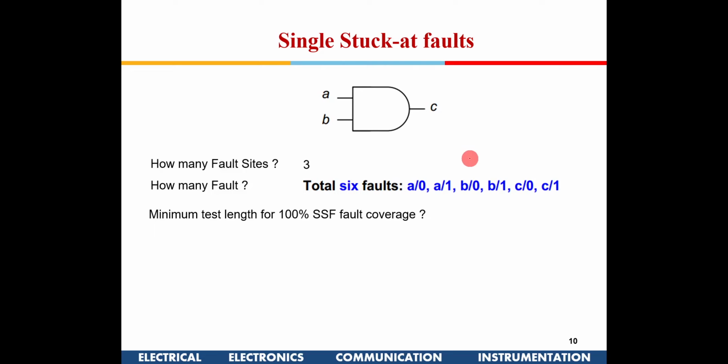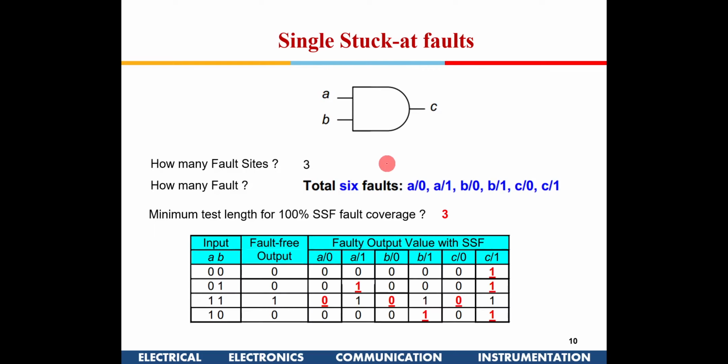Okay, let's see. It's too early to ask you that question. Let's see how to do it. With only 3 vectors, we can find out all the 6 faults. All the 4 are not required.